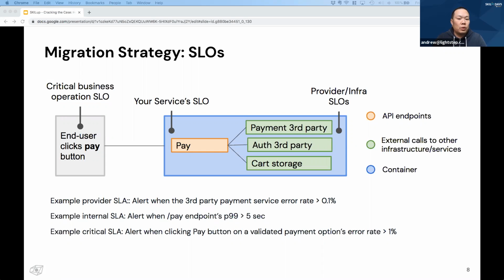Thirdly, your service will be calling downstream providers such as the payment processor, authentication processor, or your cart storage. It is useful to define your service expectations of performance and reliability for these downstream services as well. So some examples of SLAs would be things like, alert when a third-party payment service has an error rate of greater than 0.1%, or alert when the payment endpoint's P99 latency is greater than 5 seconds. These are just examples of what you may want to define as your SLOs.